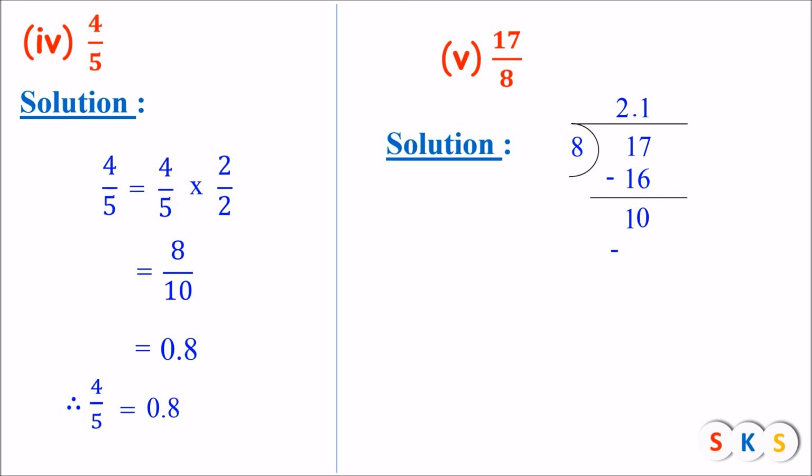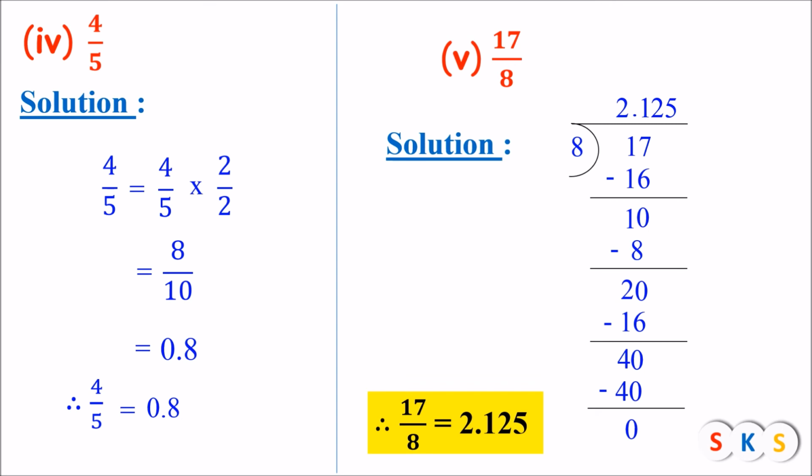8 ones are 8. Now we will subtract 8 from 10. We will get 2. Now we will take 0 beside 2. So 8 twos are 16. 20 minus 16 is 4. Now we will take 0 beside 4. And 8 fives are 40. So your remainder is 0. So the decimal form of 17 upon 8 is 2.125.